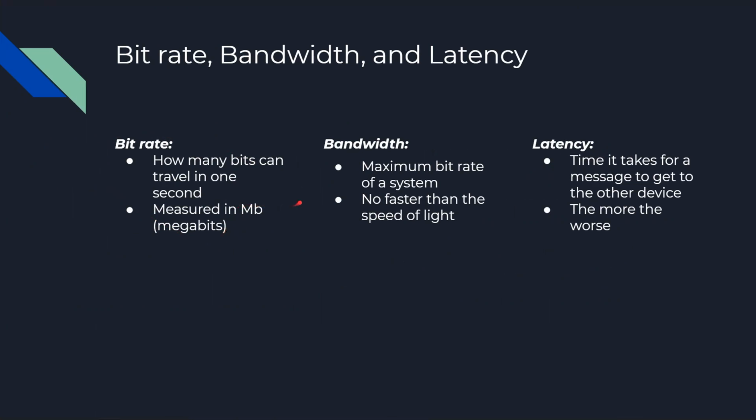Alright, so here is bitrate, bandwidth, and latency. Bitrate is how many bits can travel in 1 second. It's usually measured in megabits, not megabytes. 8 bits is 1 byte. Bandwidth is the maximum bit rate of a system, and it can't be faster than the speed of light because the fastest thing right now is the speed of light.